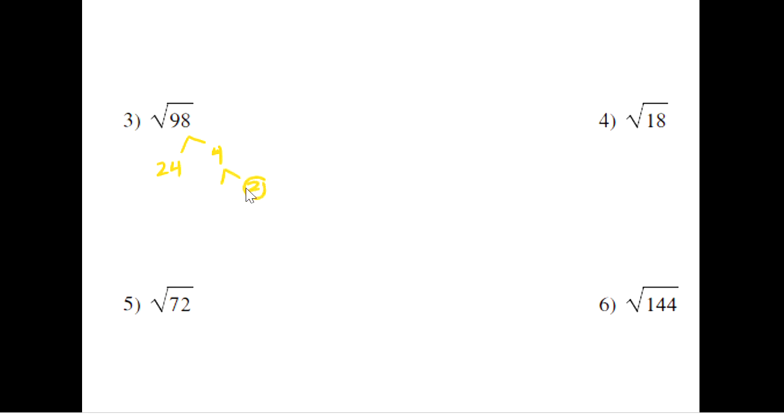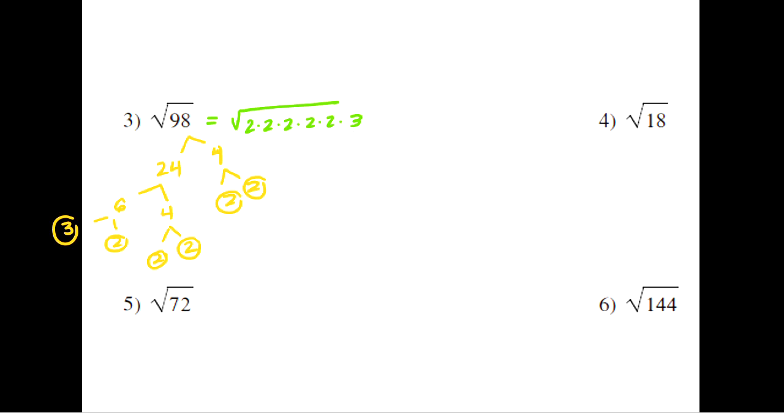That'll be a 2 and a 2. Those are prime, so they're circled. On the 24, we're going to go with 6 times 4. That 4 will be a 2 times 2, and the 6 will be a 2 times 3. And so our prime factorization here is 1, 2, 3, 4, 5 2s and a 3.